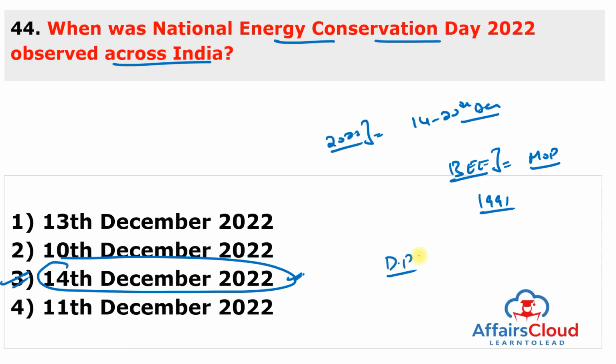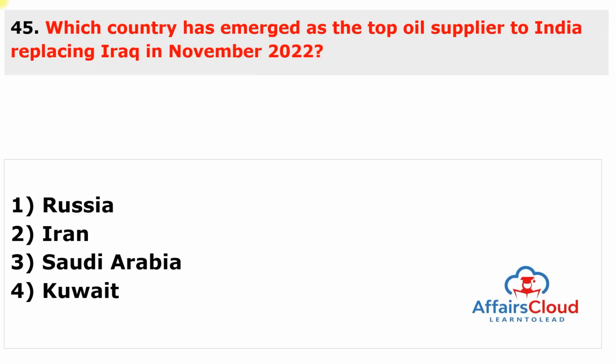And Draupadi Murmu ji, the President of India, the chief guest of the event, presented the 32nd National Energy Conservation Award and the 2nd National Energy Efficiency Innovation Award on the 14th of December 2022 in Delhi. And the President also launched the Electric Vehicle Yatra Portal on this occasion. Moving to next question.